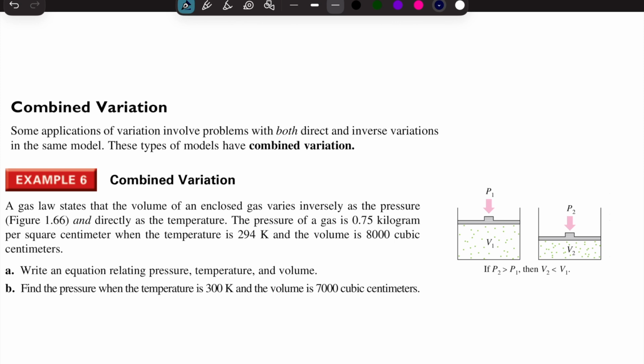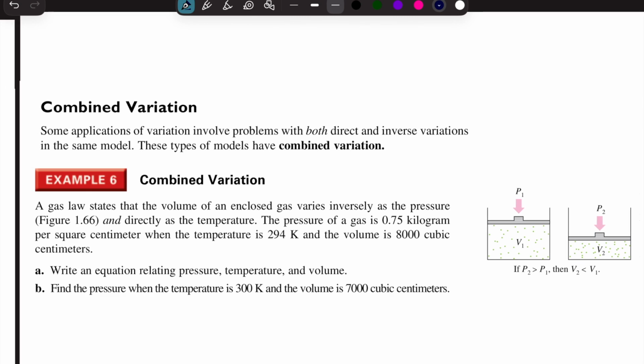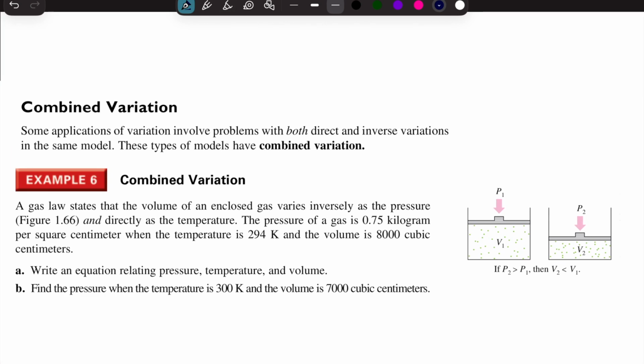So we got two more types. This one is combined variation. So this can have multiple types of variation going on at once. There's still going to only be one constant of proportionality. So let's take a look at this. So this is featured when some problems will have both direct and inverse variations. So a gas law states that the volume of an enclosed gas, so volume, varies inversely as pressure.